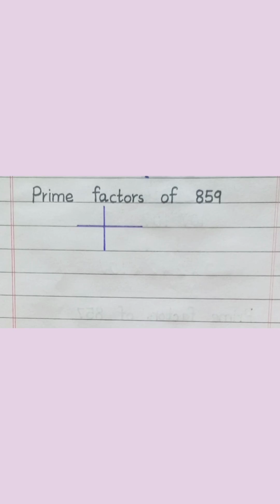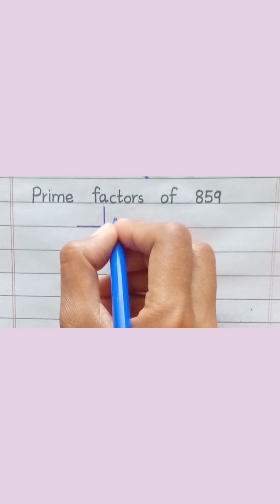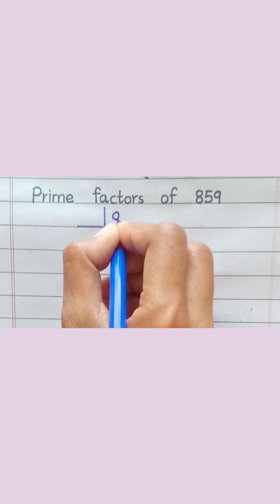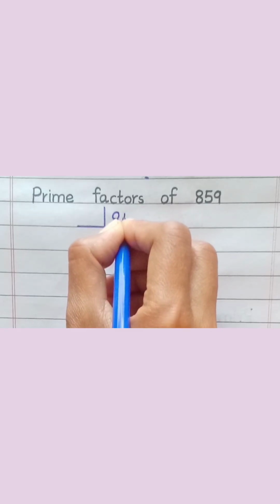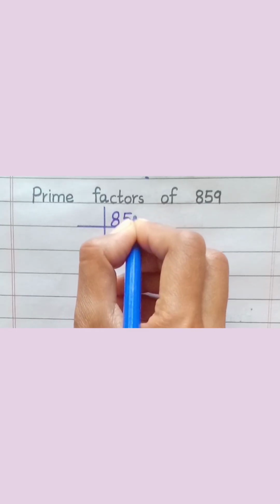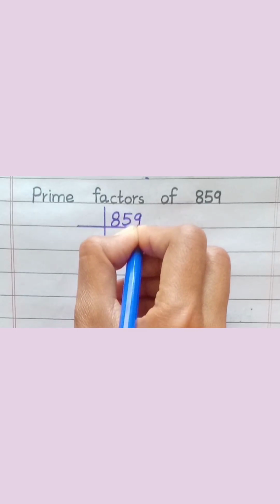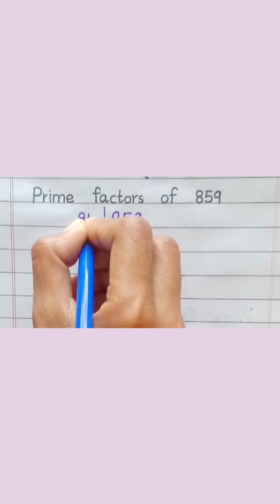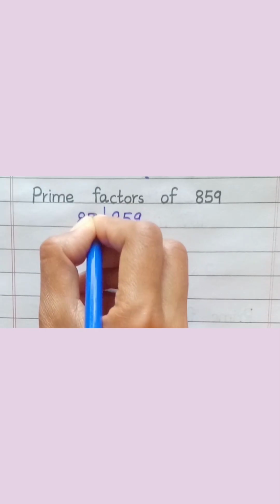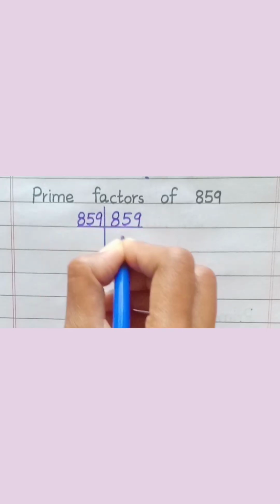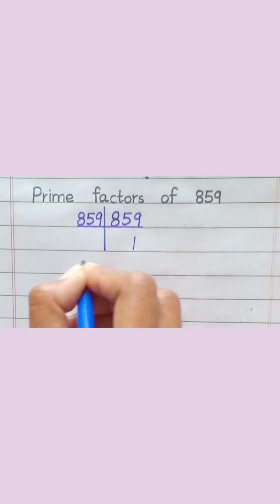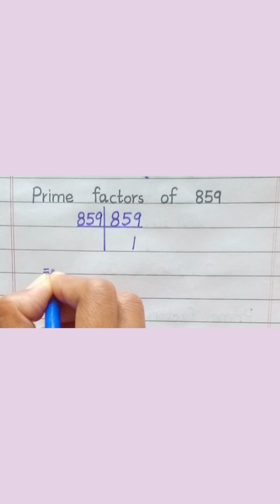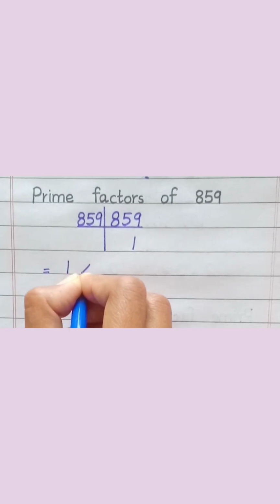Prime factors of 859. 859 ones are 859. Equal 1 multiply 859.